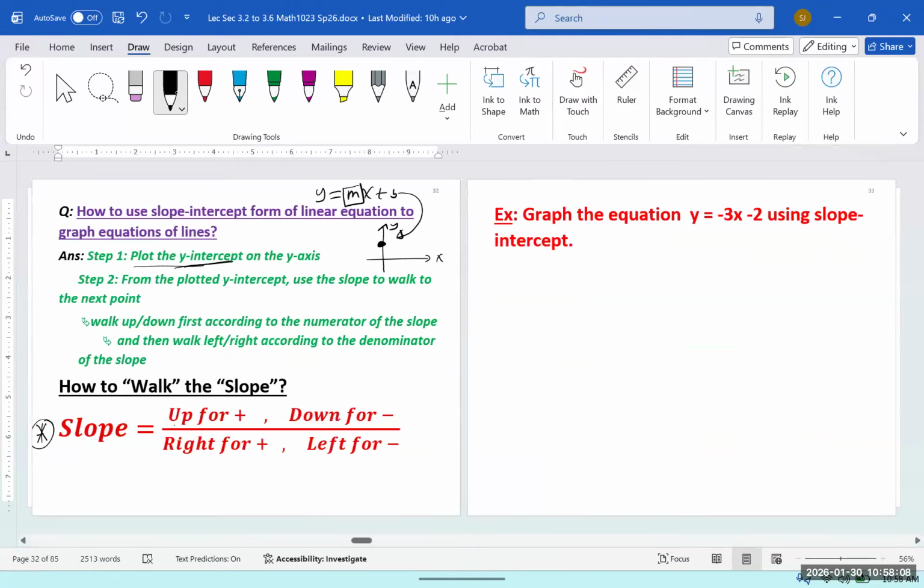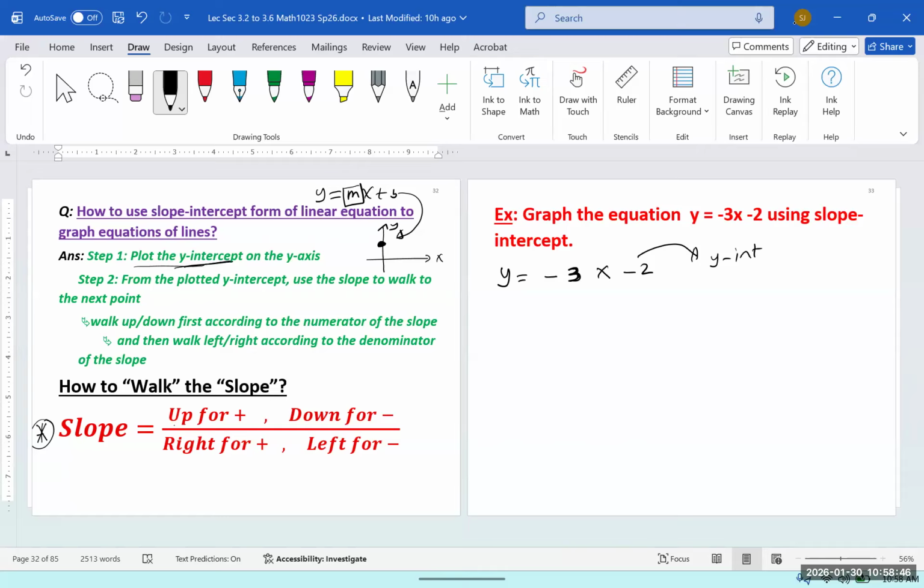Let's do an example. Let's say we have y equals negative 3x minus 2. This negative 2 is our y-intercept. And slope has to be a fraction. Negative 3 is not a fraction. Do you know how you can convert negative 3 into a fraction? Negative 3 is a whole number, right? So what can we do so that it turns into a fraction? Does anybody have any idea?